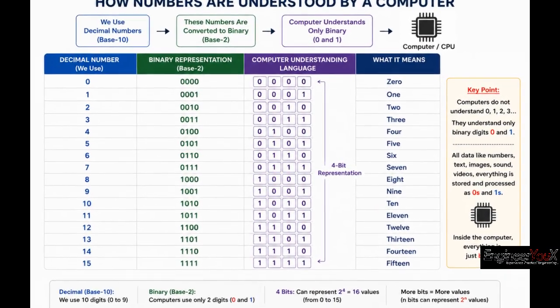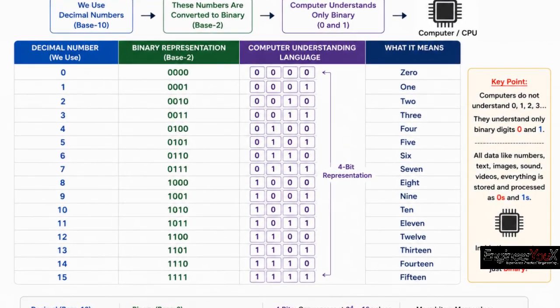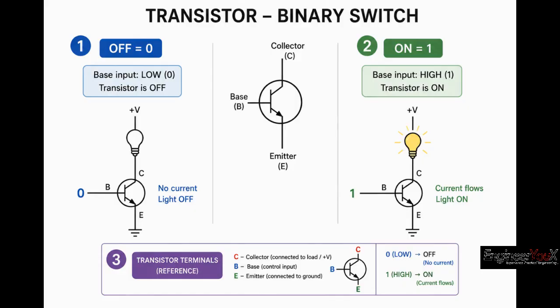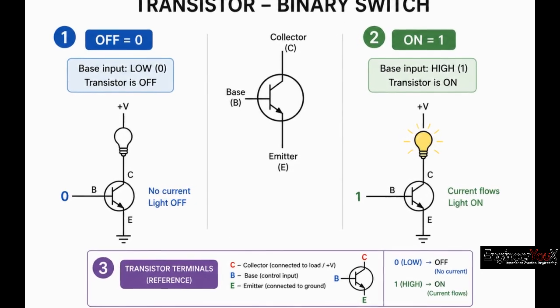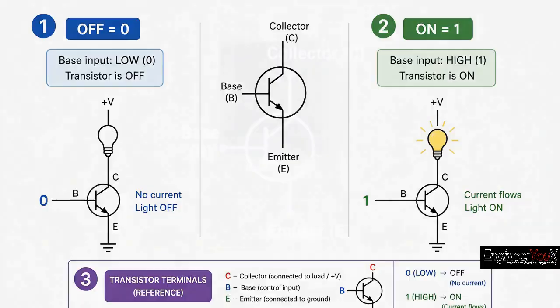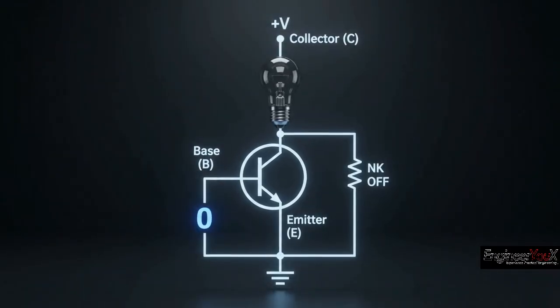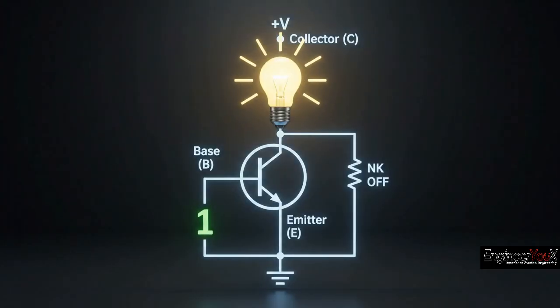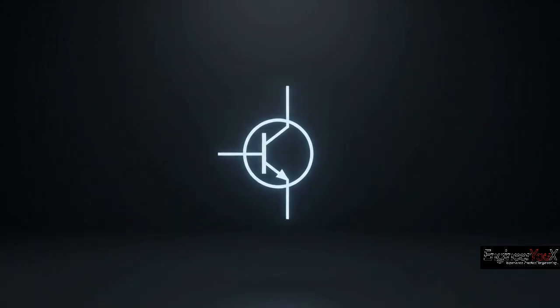It understands only one language, binary, just 0 and 1. Why? Because inside every computer are billions of tiny electronic switches called transistors. Each transistor can have only two states, on or off, represented as 1 and 0. By combining these zeros and ones in different patterns, a computer can represent everything from a single letter to photos, videos, games, and even the operating system.